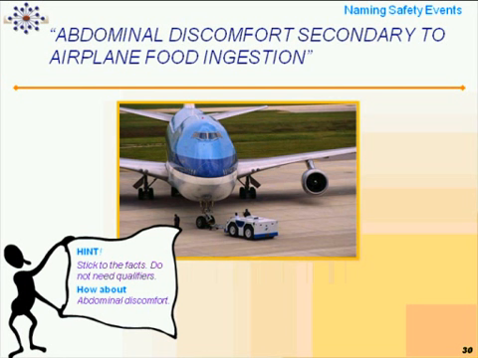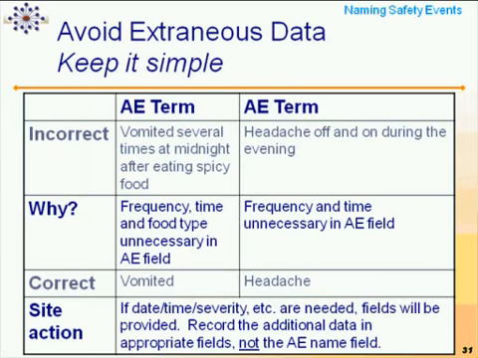"Abdominal discomfort secondary to airplane food ingestion." Stick to the facts. Do not use qualifiers. How about abdominal discomfort? Avoid extraneous data. Keep it simple. So something that was incorrectly submitted would be "vomited several times at midnight after eating spicy food." Vomited would probably be a better answer.